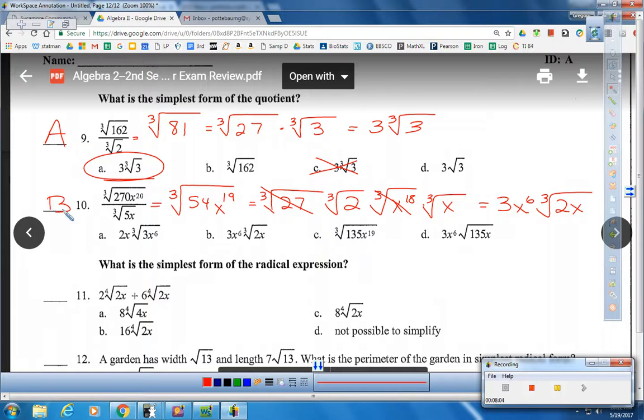All right, number 11, adding, they have a like term. The cubed root of 2x is just like saying x. So this is just like looking at 2x plus 6x. It's 2 fourth root of 2x plus 6 fourth root of 2x. But that's the same thing. So the answer is 8 fourth root of 2x, or C. Do not try to add the interiors. That does not work.